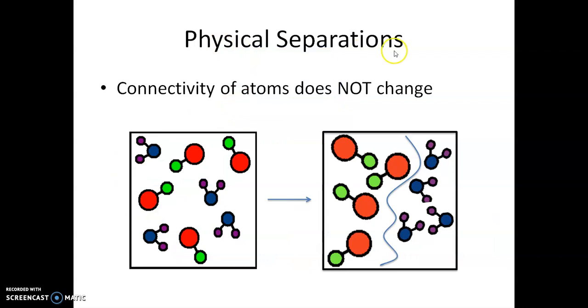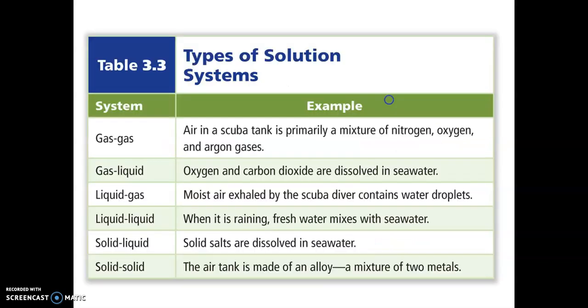So a physical separation does not change the substance, okay? It's just two things that are mixed together and then you separate those two things. Nothing new is formed, all right? So if you look in the picture, all of the red-green ones are still together. They're still there. They're just separated from the blue-purple ones.